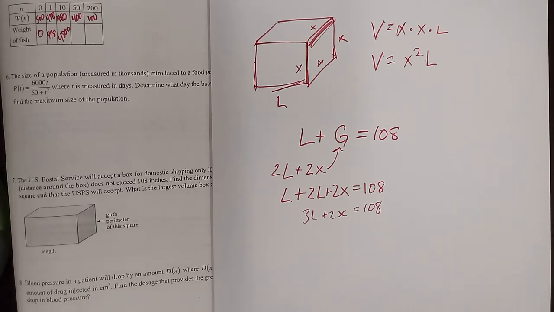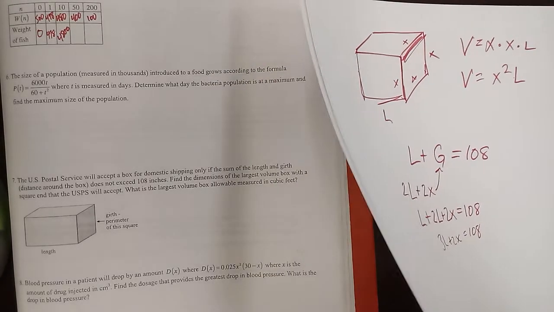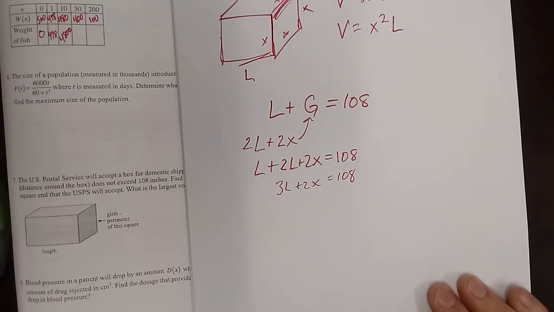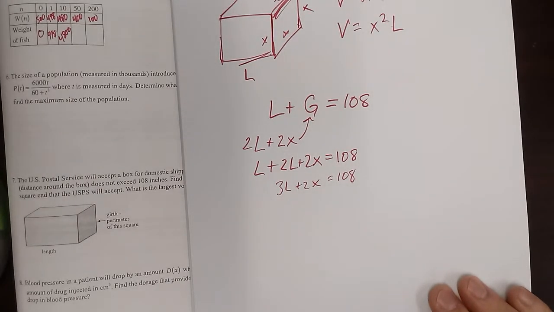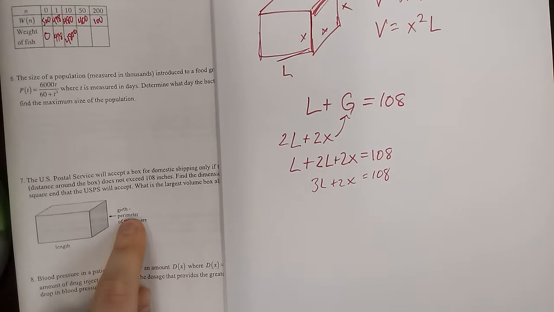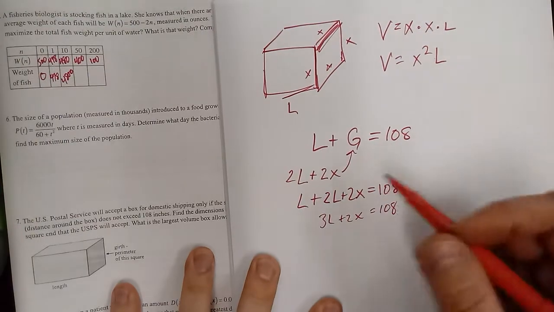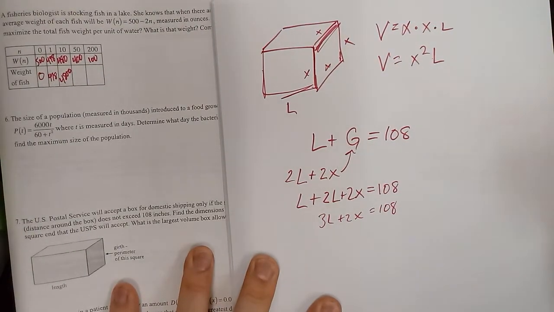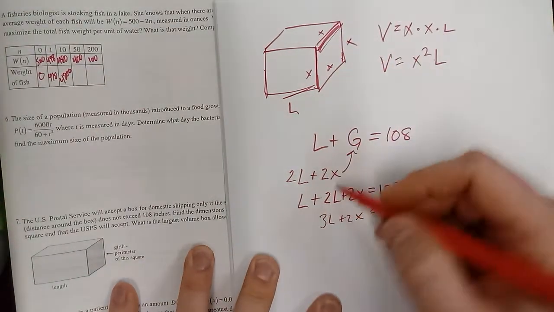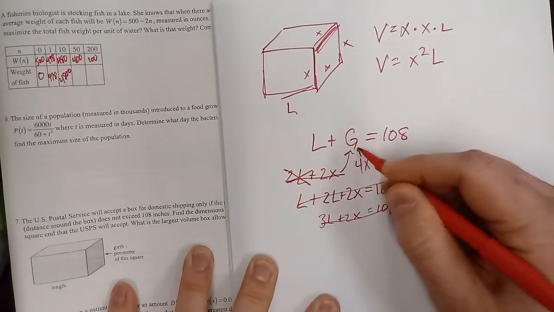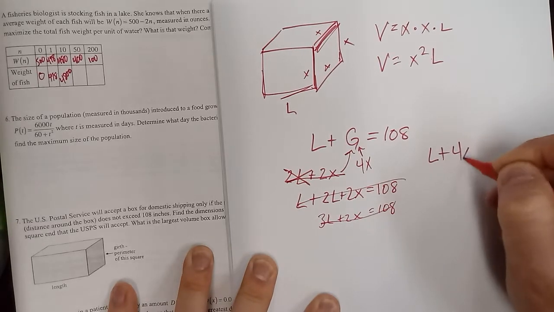Oh, dang it. I didn't read. It says girth is the perimeter of this square. So I was thinking girth was this way. Girth is actually this square. So no matter, it's not a huge change. We can say girth is, so instead of being 2L plus 2X, we'll just say girth is 4X. So then L plus 4X is equal to 108.